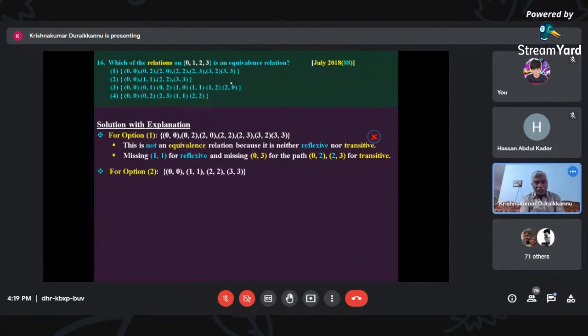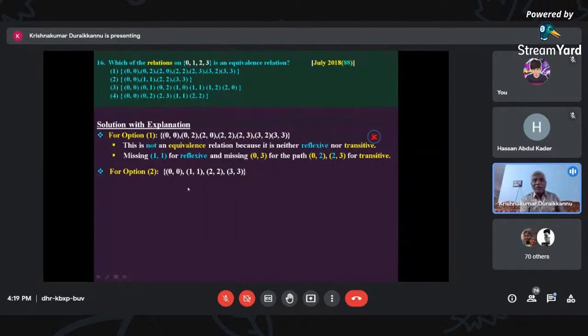For option 2, we know that everything is present. That means (0, 0), (1, 1), (2, 2), (3, 3) are available. It is reflexive. It is also symmetric, and it is also transitive. Assume that (0, 0) is (A, B), then (B, A) is nothing but (0, 0). Okay, so that's symmetric.